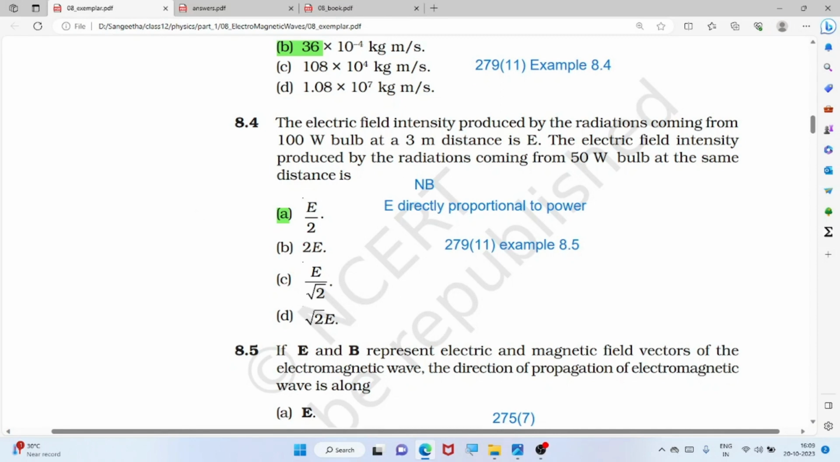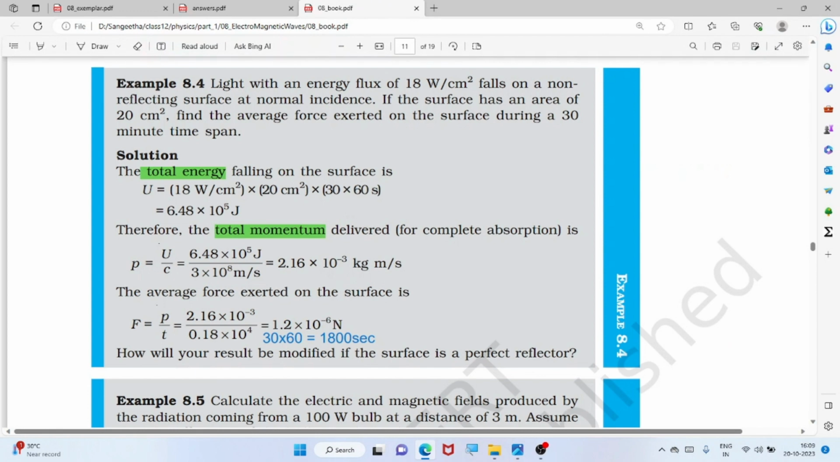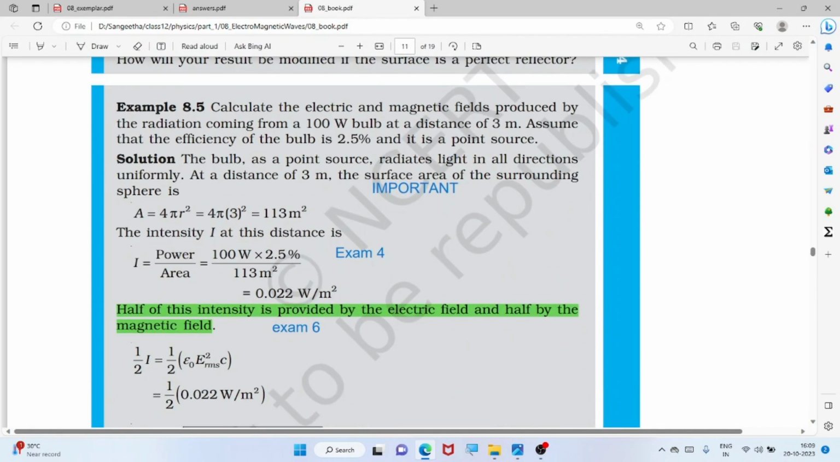Example 8.5. This is 8.4. Here also, see power divided by area, the similar thing is given. Okay, you can go through this. Distance, power.